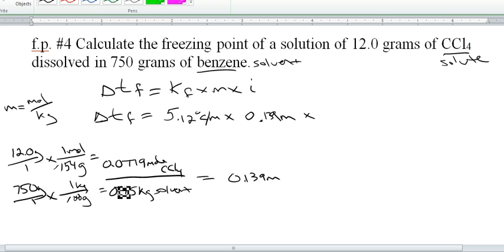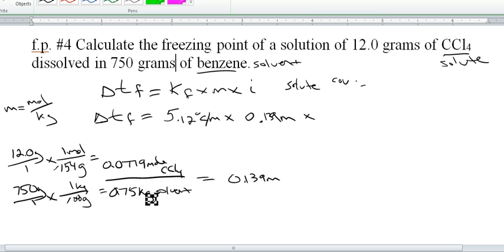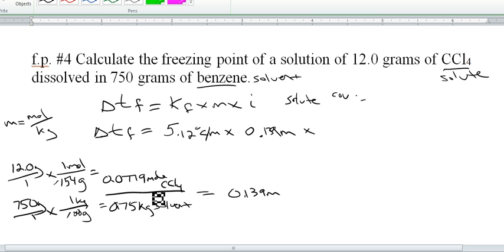And this i value depends on the solute. If the solute is covalent, our i value is going to be 1.